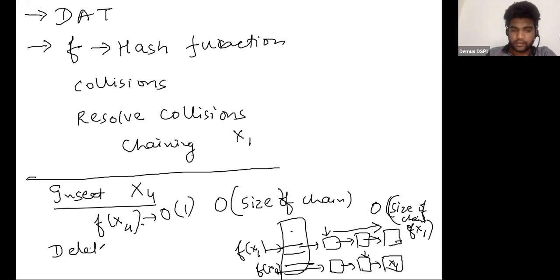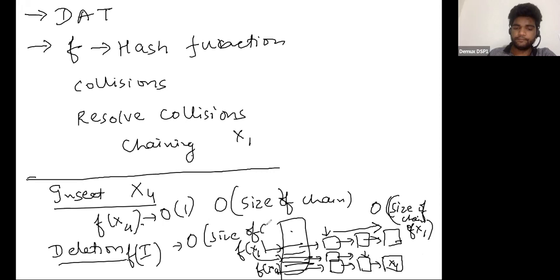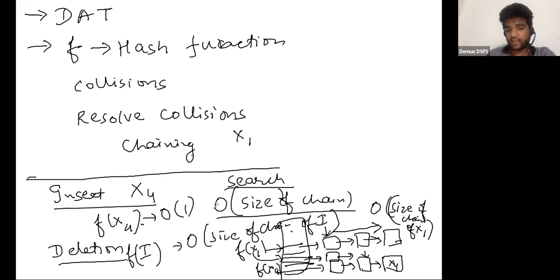What about deletion? If you want to delete an item, let's say I, you can take f of I. Now you know the position where you have to go. Here you will again have to delete as if you were deleting in an array or in a linked list. So it could again take time, which is order size of the chain of I. Similarly, if you want to search for a data item, once you reach that index, you will have to manually go through each of the data items. But this is basically the time complexity for inserting, deleting, and searching.